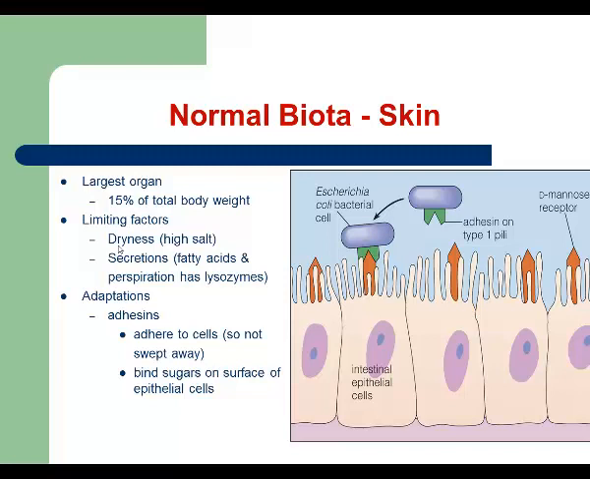Second limiting factor. Please remember, fatty acids and perspiration contain enzymes, and those enzymes are very harmful substrates for a lot of microorganisms. Now let's talk about how microorganisms adapt for living on the surface of our skin.